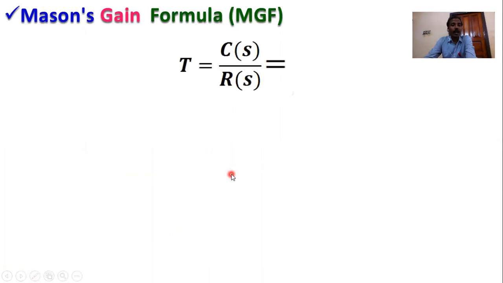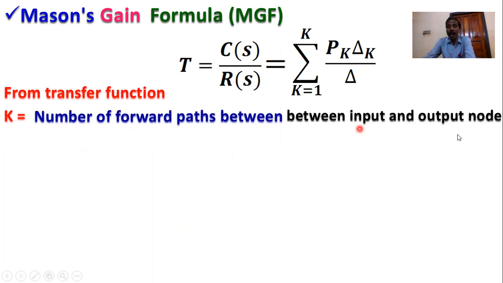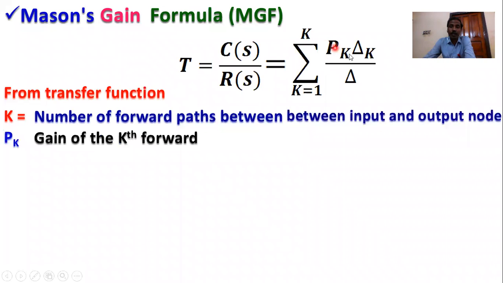Then, from the transfer function, what is k? K equals the number of forward paths between input and output nodes. Similarly, Pk equals the gain of the kth forward path.